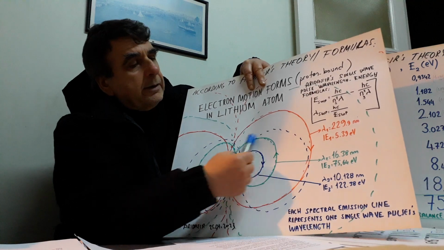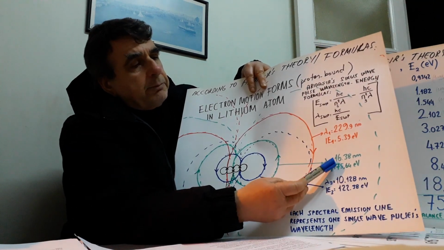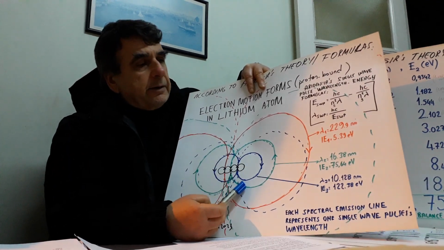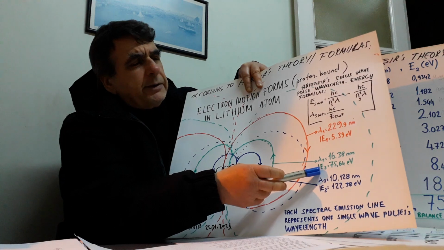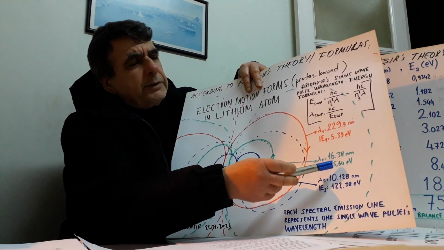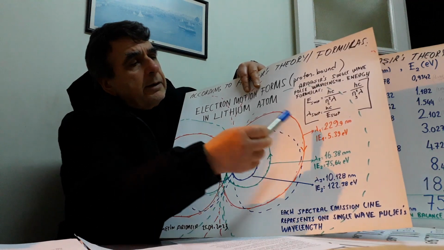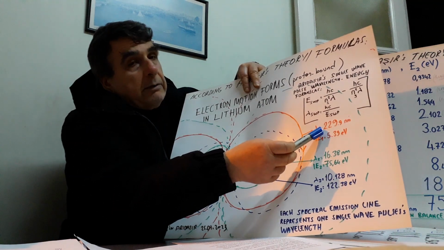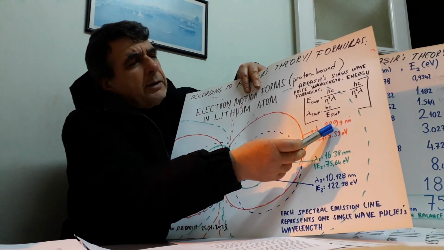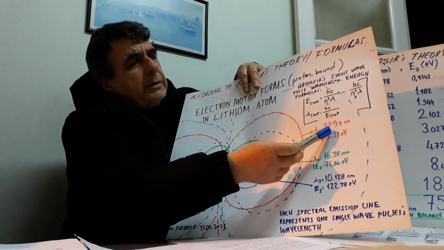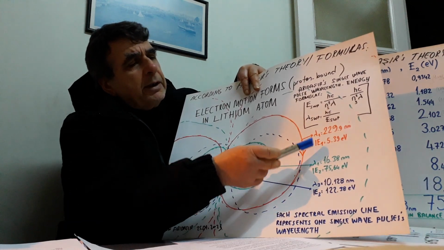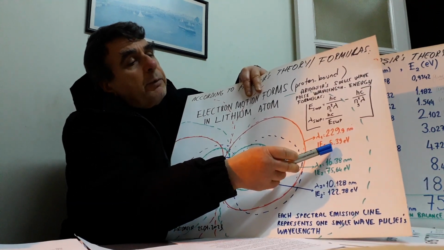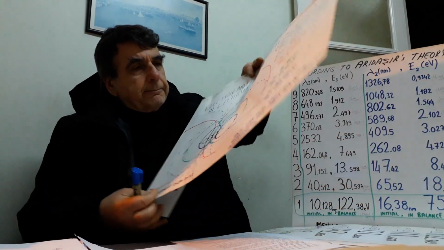Then for the 16.38 nanometer wavelength size second electron, the corresponding ionization energy is 75.64 eV. Then the greatest electron, the last electron, lambda 1 wavelength is 229.9 nanometer. The corresponding ionization energy is, so important, all of these, 5.39 eV. Okay.